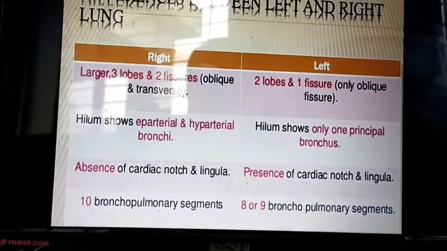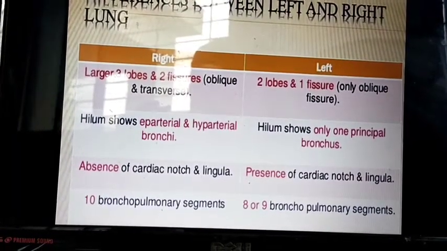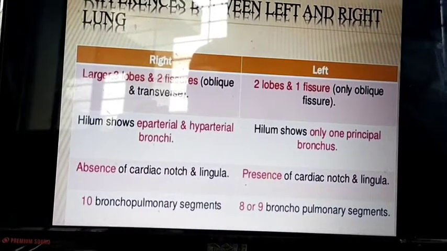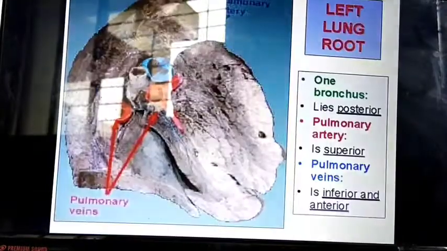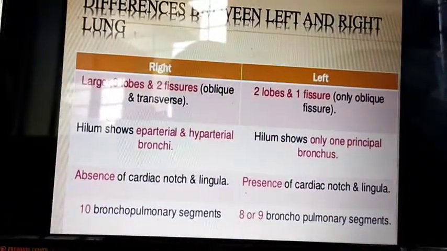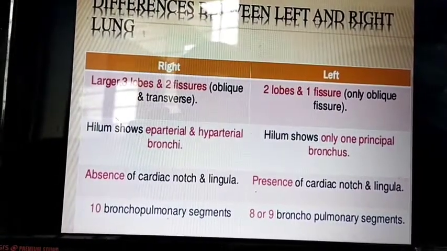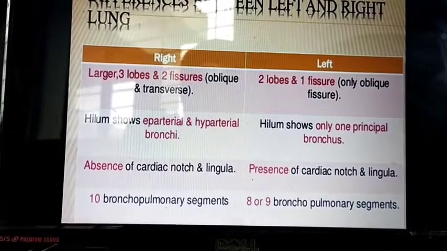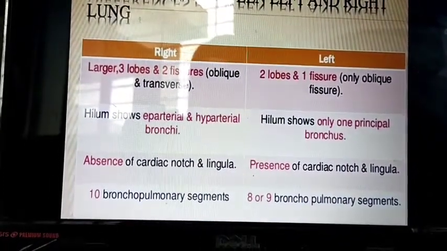The hilum shows eparterial and hyparterial bronchi, which means there are two bronchi. But in the hilum of the left lung it only shows one principal bronchus. In the right lung there is absence of a cardiac notch and lingula.